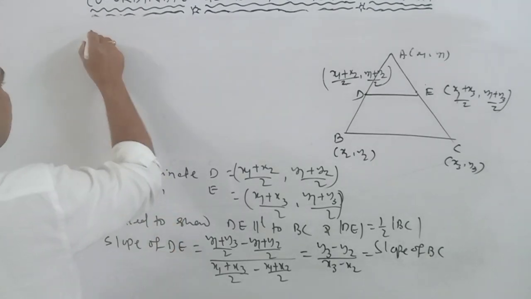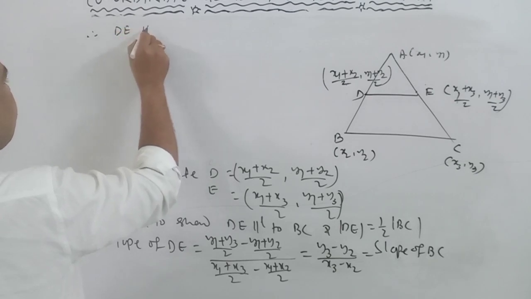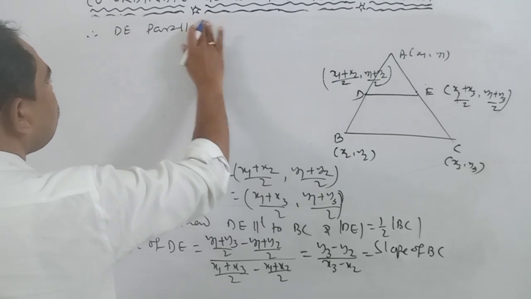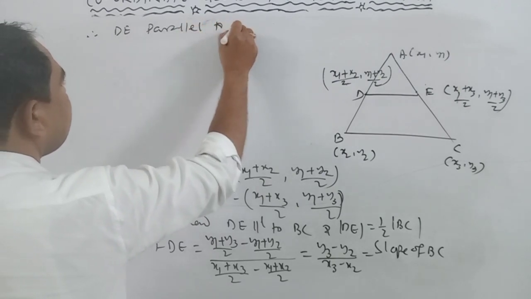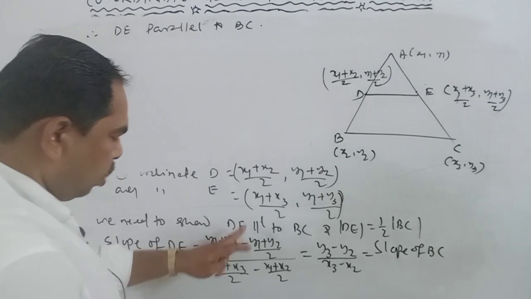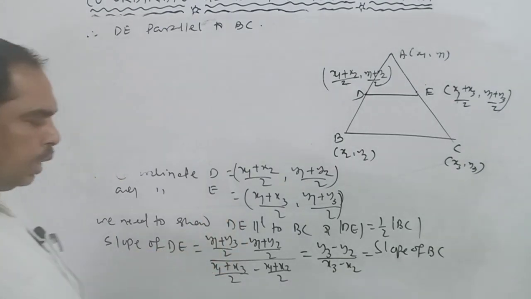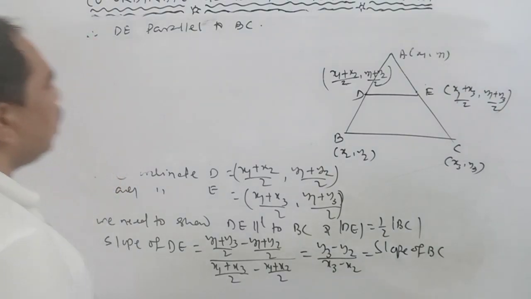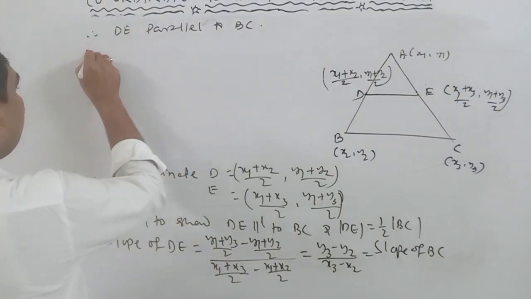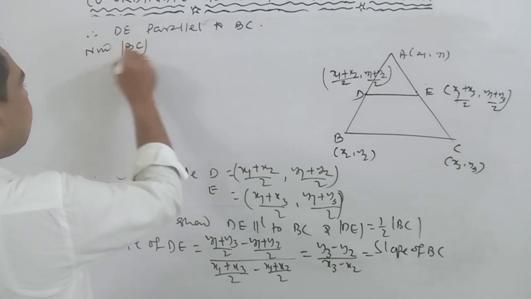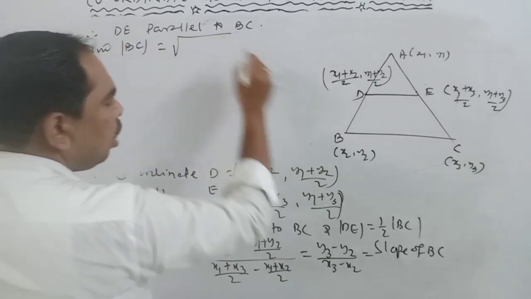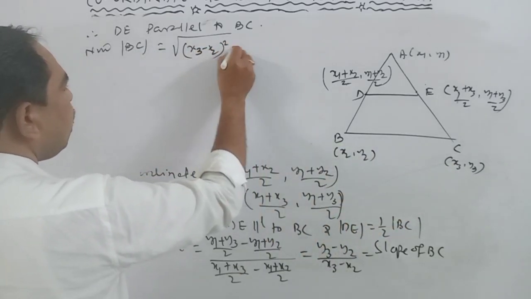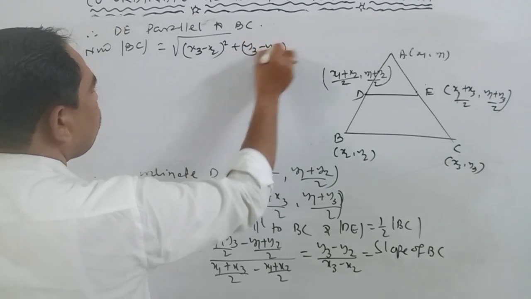Therefore, DE is parallel to BC. So, one is proved. Next proof: length DE is equal to half of length BC. Now, length of BC means square root of (x3 minus x2) whole square plus (y3 minus y2) whole square. This is the length BC.